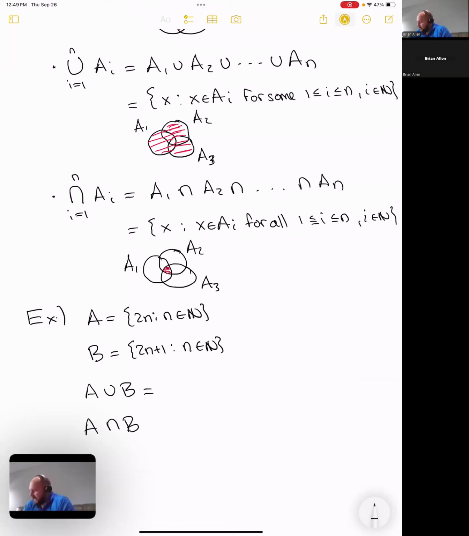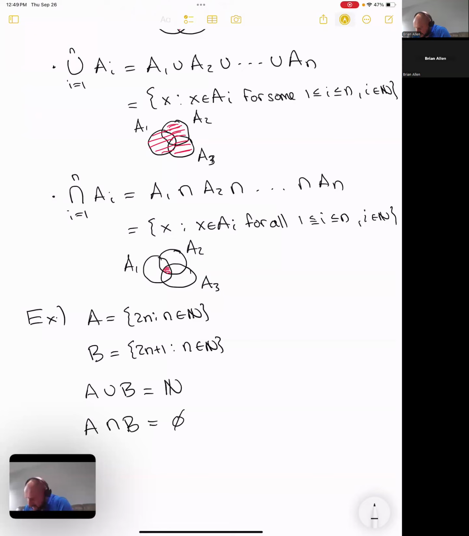Okay, to be in A union B, you have to be in one of the sets, either an even natural number or an odd natural number. But we know that that's all natural numbers, right? Because the natural numbers are either even or odd. Now, to be in A intersect B, you have to be in both A and B, meaning you have to be an odd natural number and an even natural number, and that's not possible. So there's actually nothing in the intersection.